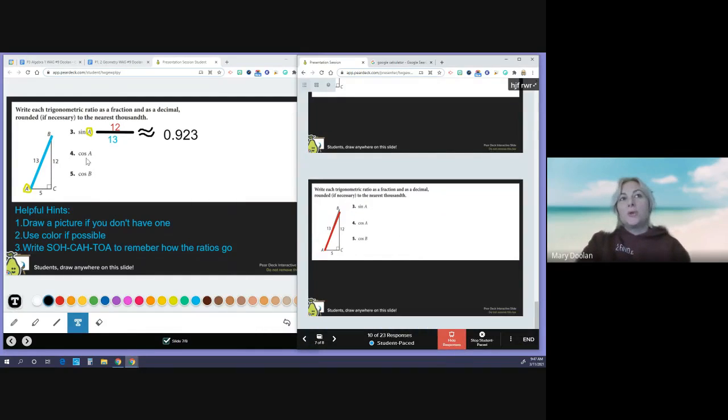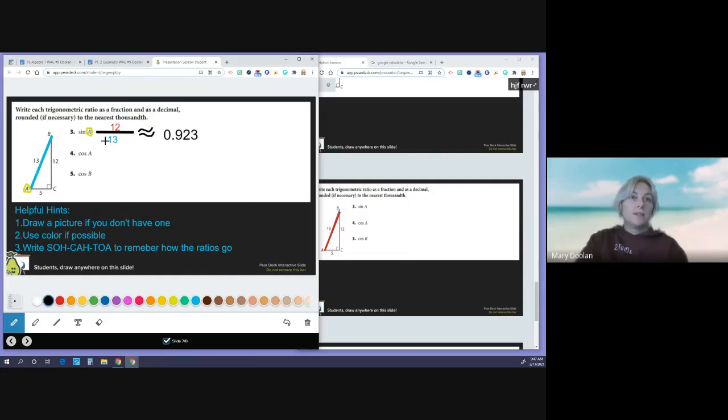So we move on to the cosine. We're still looking at A, okay? The first two problems are sine of A and cosine of A. The last one's cosine of B, so that's when it's going to switch on us. But again, this is cosine of angle A, which is here. I'm going to make a ratio. For cosine, CAH, it's adjacent over hypotenuse. Adjacent to A is 5.